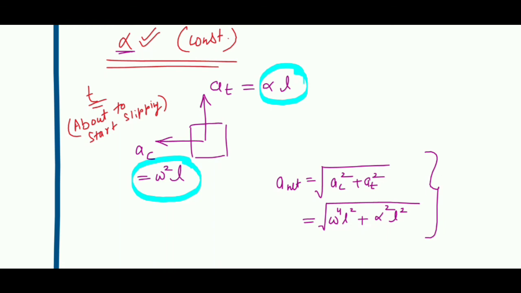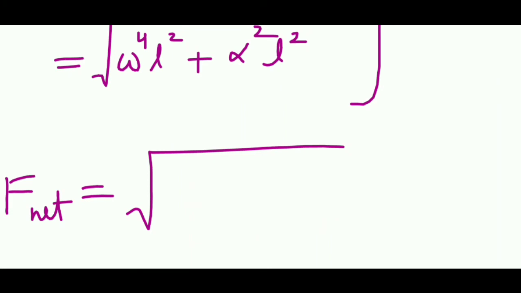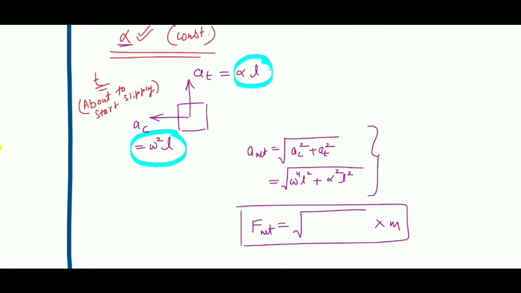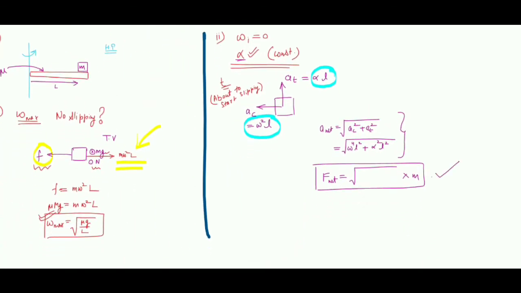And who is providing this net acceleration? Friction. This time friction is not only providing centripetal force, it is also providing tangential force. So this F net acting on this block is nothing but A net multiplied by mass of the block. This is my F net on the block, if this block has to keep moving with this plank.